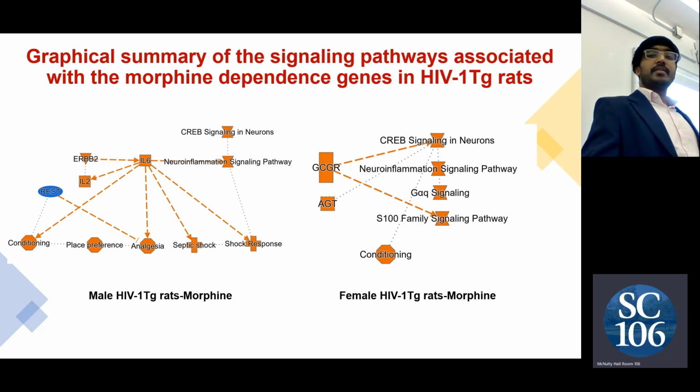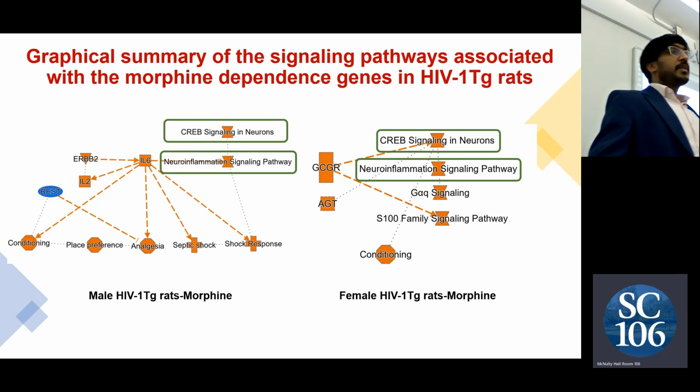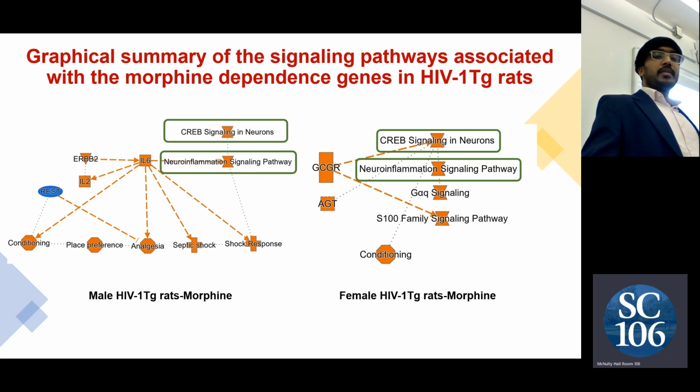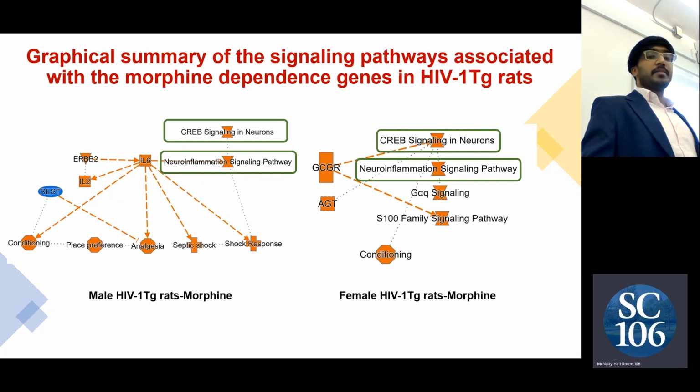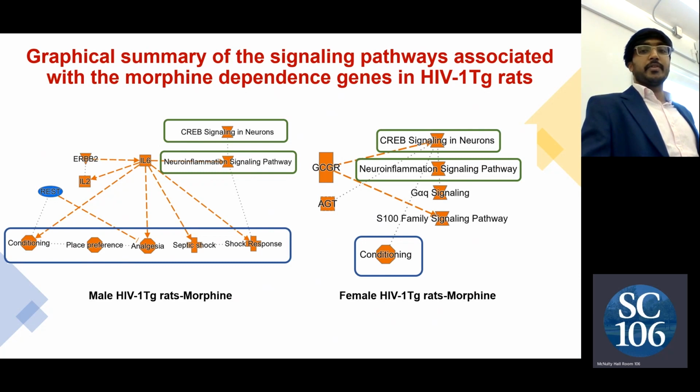We did the core analysis of these 65 opioid dependence genes, and we found that in both male and female HIV transgenic rats, CREB signaling in neurons and the neuroinflammation signaling pathway were the top enriched canonical pathways associated with these genes. This was highly regulated by upstream regulators: interleukin 6 in males, whereas GCGR in females. We also found that certain functions like conditioned place preference, analgesia, and shock functions were enriched in males, whereas conditioning was enriched in female HIV transgenic rats associated with morphine.